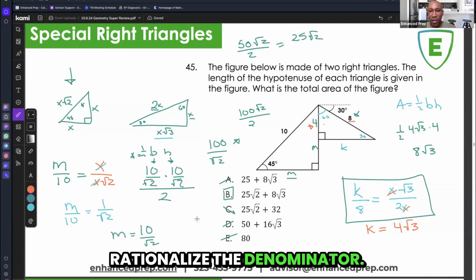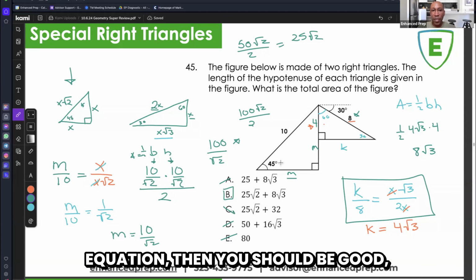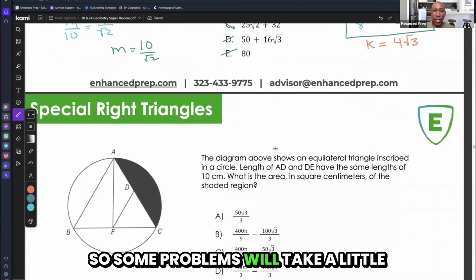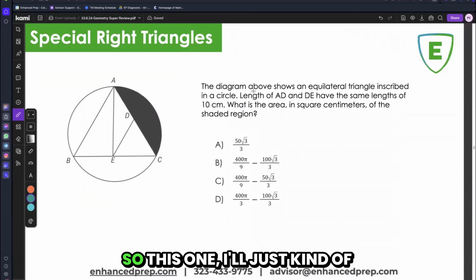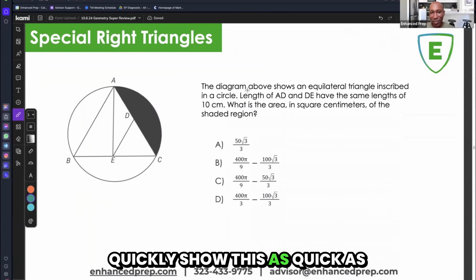So let's just rationalize the denominator. But as long as you just set up your equation, then you should be good, right? Some problems will take a little bit of time. Others may not necessarily take as much. Okay, so this one, I'll just show as quickly as possible.